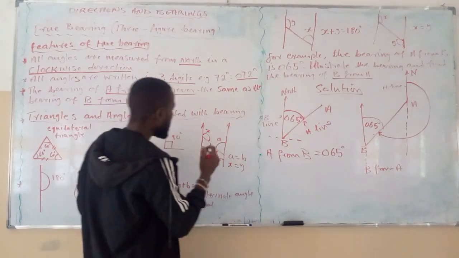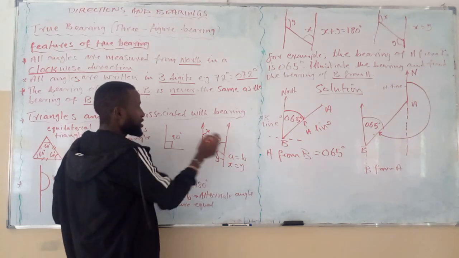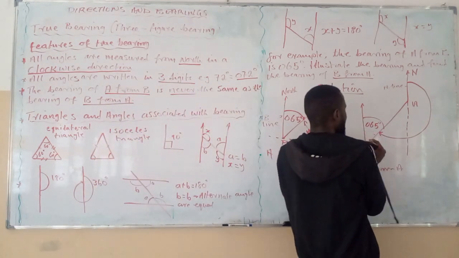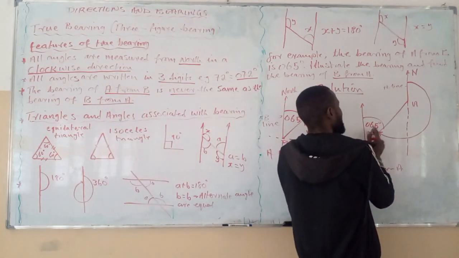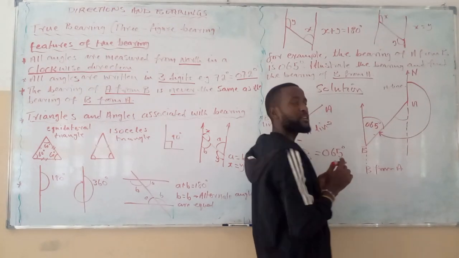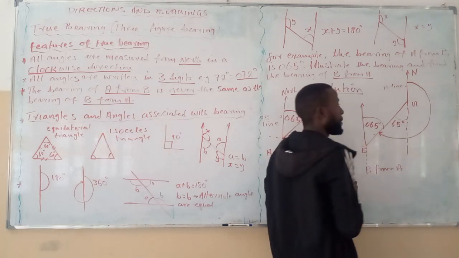We know that the angle which is here, this angle, x is equal to y, and b is equal to a. So, if this is 65 degrees, what is the angle which is here? This angle and this angle, they are equal. So this also is 65 degrees.